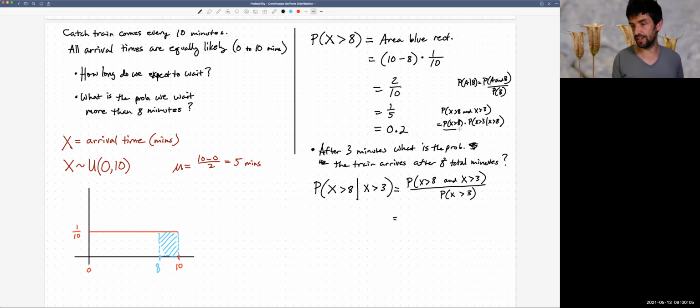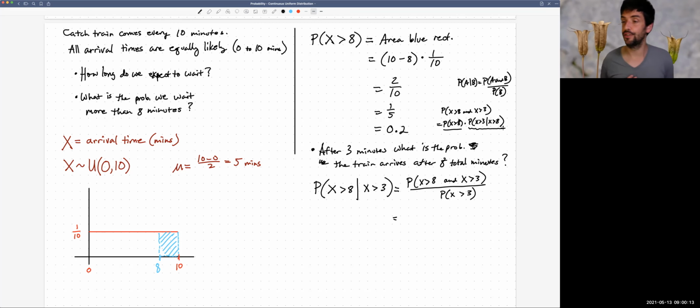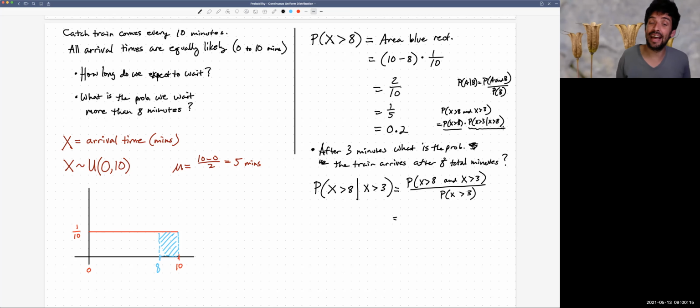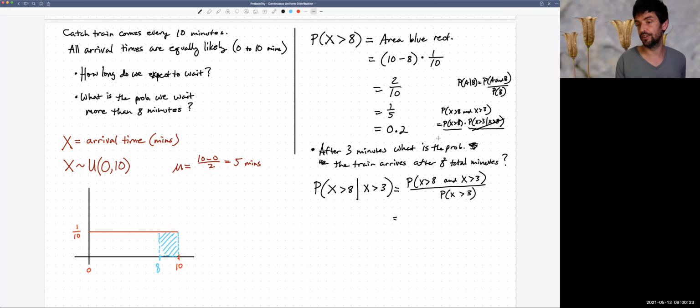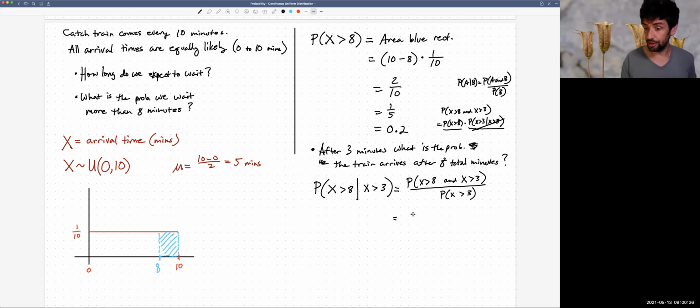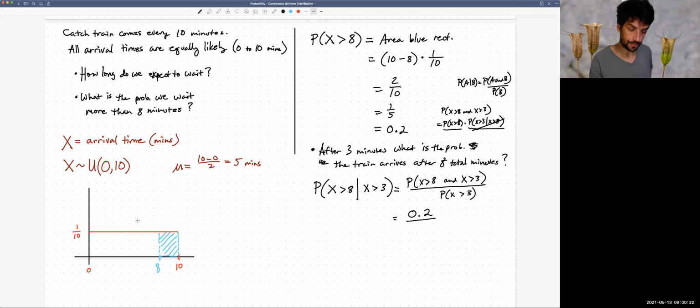Well, we already know the probability of X is greater than 8. We just figured that out to be 0.2, and this is silly. What's the probability we wait more than 3 minutes given that we wait more than 8 minutes? Well, that has to happen. If you waited more than 8 minutes, you did wait more than 3 minutes, so that probability is just 1. And so this piece is just a 1, so the whole thing is the probability of X greater than 8. So our numerator is just the 0.2 that we calculated above.